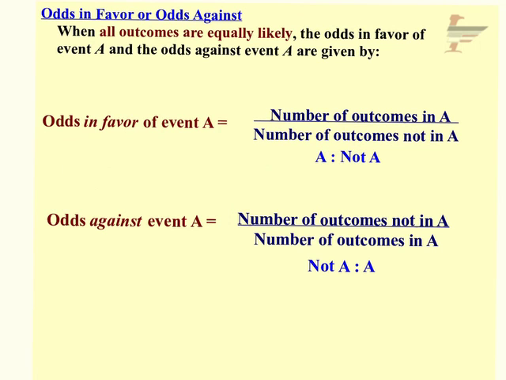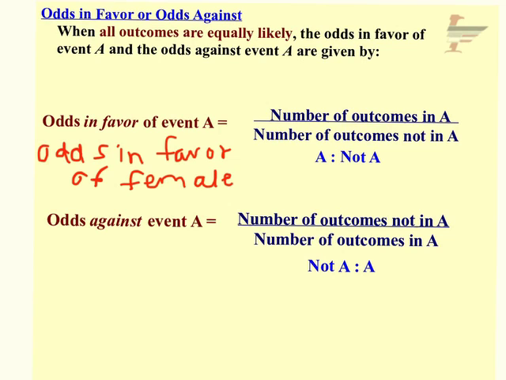So let's start with odds. If I want to know your odds in favor of event A, for example, let's say I wanted the odds in favor of getting a female. Okay, so if I took your class of 35 students, and let's say there were 14 females, that means that there's 19 males. So the odds in favor is the number of outcomes in event A. Okay, so let's say I had 14 females. And then your denominator is the number of outcomes not in A. So if I had 14 females, then I don't have 19 females, or I have 19 males.